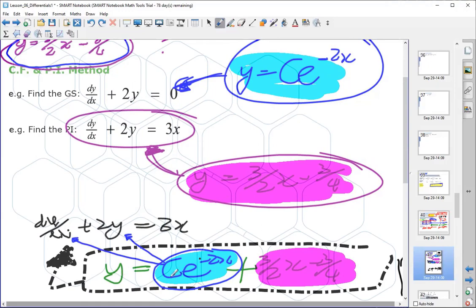So here's my final answer. My final answer for this differential equation is y equals ce to the minus 2x plus 3 over 2x minus 3/4.